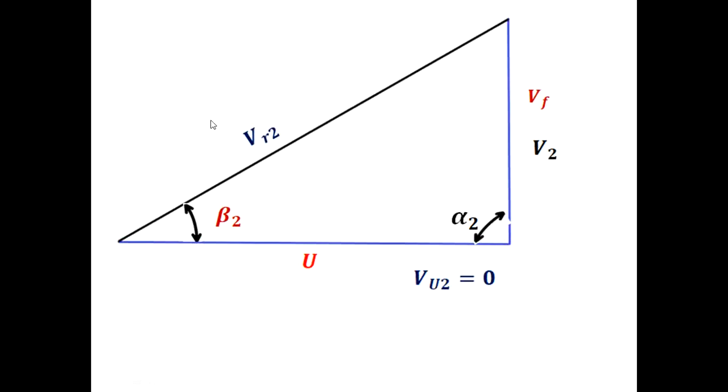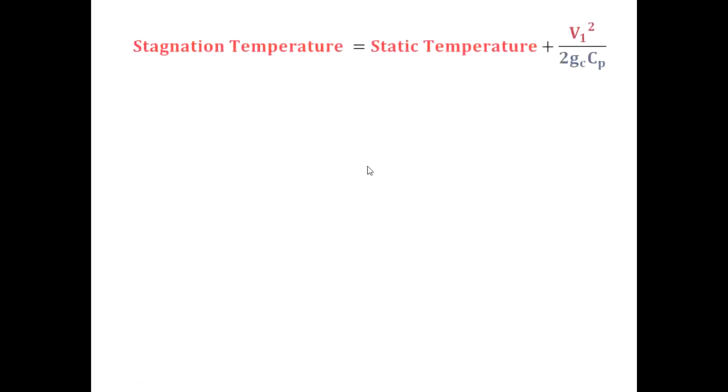The exit velocity triangle is given by Vf and V2 being the same. Why? Because for maximum utilization factor V2 is very small. Therefore V2 sits on this Vf, alpha 2 will become 90 degrees, Vu2 will become 0, and V2 is equal to Vf2 is equal to Vf, that is given as 190 meters per second.